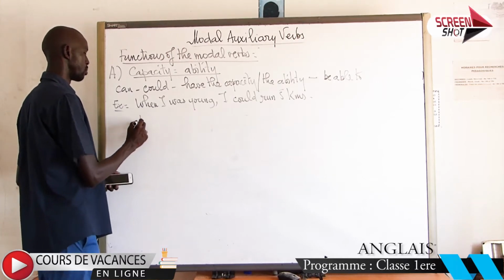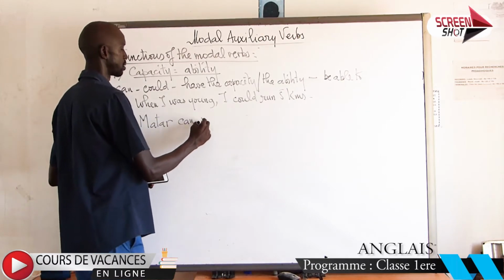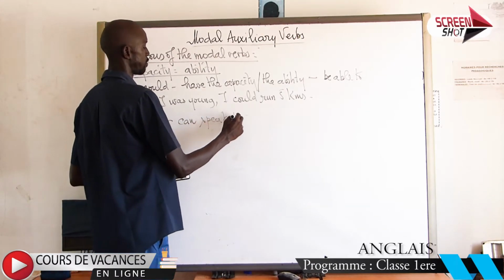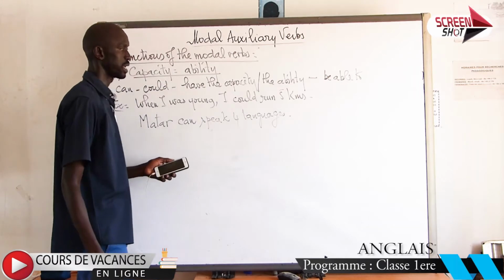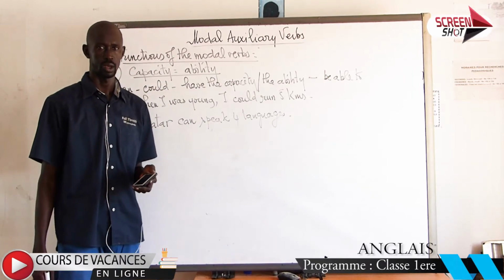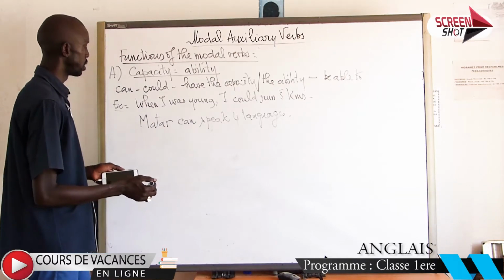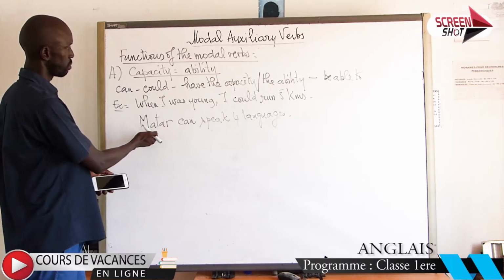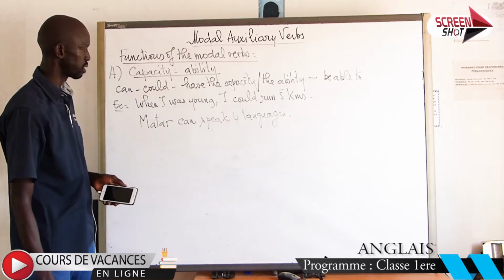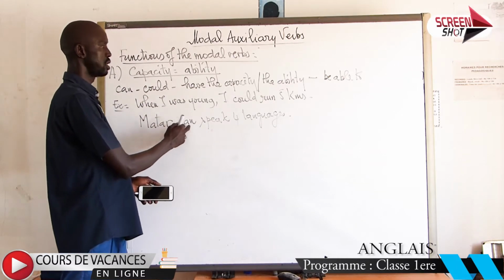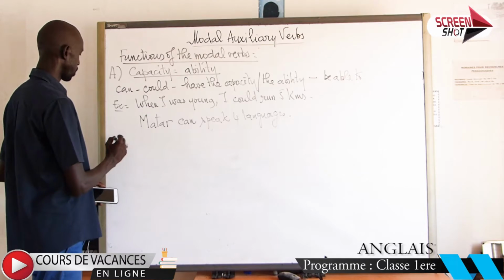If it was Matar can speak 4 languages. So there it's not physical, but it is intellectual capacity. To speak a language, that is an intellectual fact. So here, it's possible to say Matar has the capacity or Matar has the ability to speak 4 languages. Or Matar is able to speak 4 languages, that is a capacity or an ability.